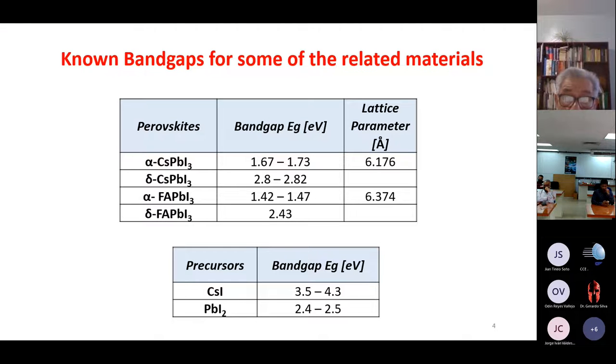So what we want to obtain is the alpha phase of these materials, okay? And if we have the mixture of the formamidinium and the cesium lead triiodide, we will have an intermediate band gap between 1.4 and 1.7. That's what we expect, and we will see if this can be achieved experimentally.